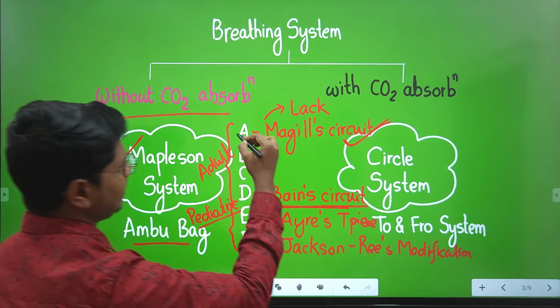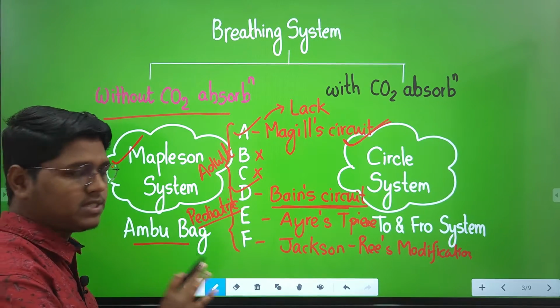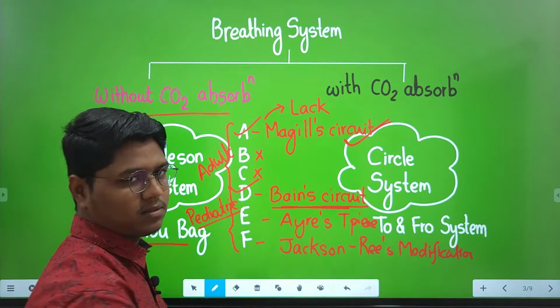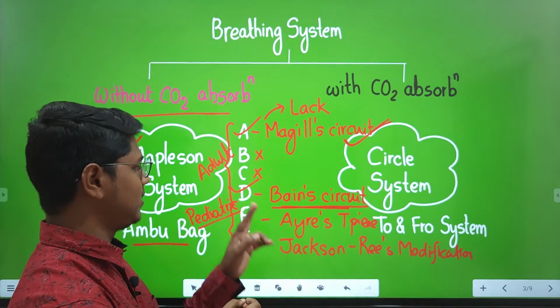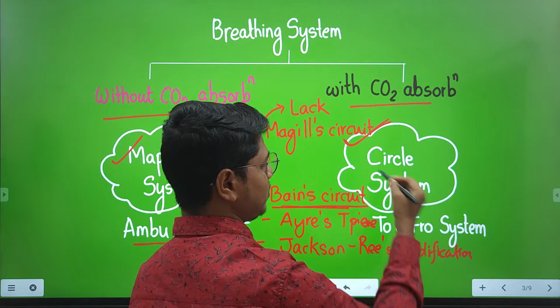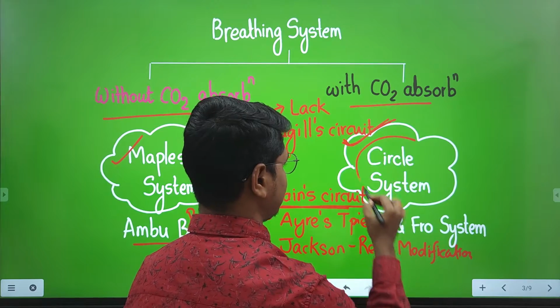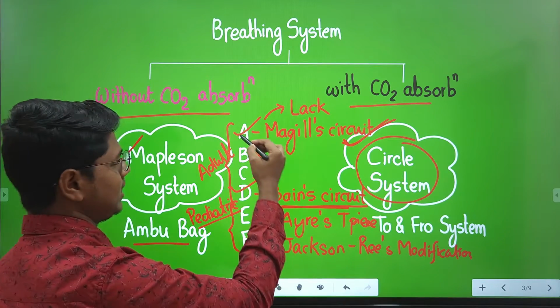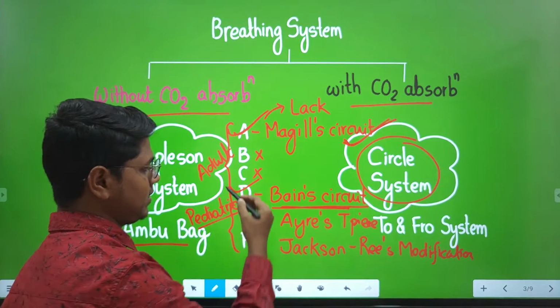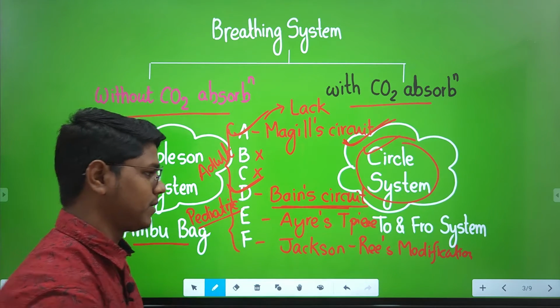We'll study Mapleson A and Mapleson D, because they are adult circuits and they have great importance in anesthesiology. With CO2 absorption, I told you the example is the circle system. We will also study the circle system. So in this class, we will be studying A, that is Magill's circuit, Mapleson D, and the circle system. These 3 we will be studying.